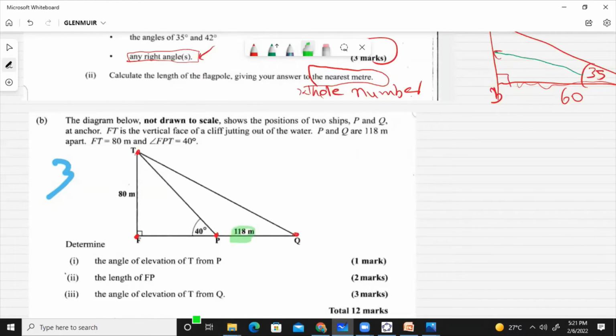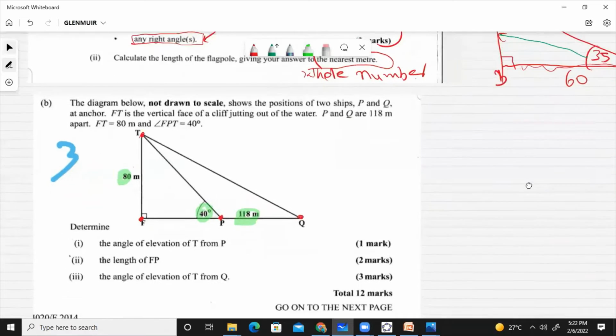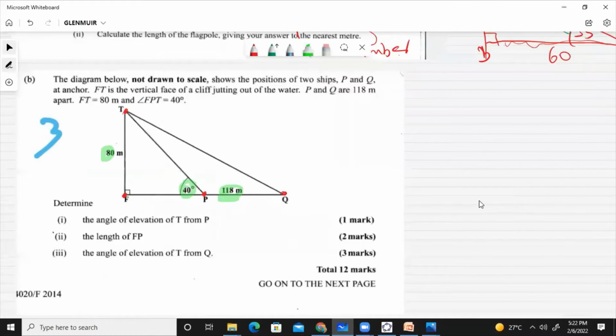FT is 80. We got that. And the angle FPT is 40. We got this as well. So we got all of this, a lot of things from this diagram here. Let's see the questions that they're asking us now. They said determine the angle of elevation of T from P. Determine the angle of elevation of T from P. That means you're going where P is to look to see what angle is here.